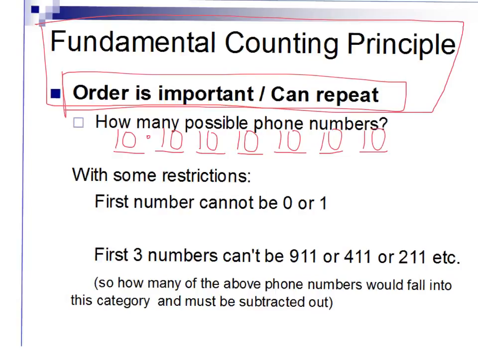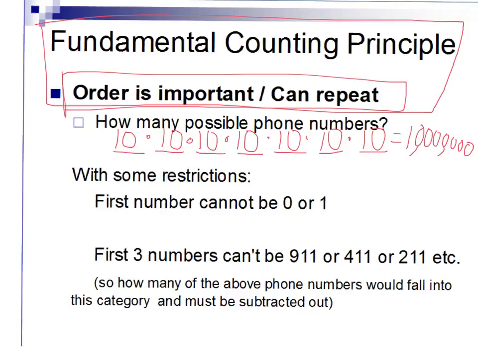So if you just multiply those all together to do your fundamental counting principle, you're really just going to end up with 1, 2, 3, 4, 5, 6, 7 zeros there. So you're looking at 10 million different phone numbers. Now, really that's the number of ways that you can rearrange numbers in 7 digits. But there are certainly restrictions when you start talking about phone numbers. As soon as you start doing these restrictions, you have to kind of tweak your fundamental counting principle.